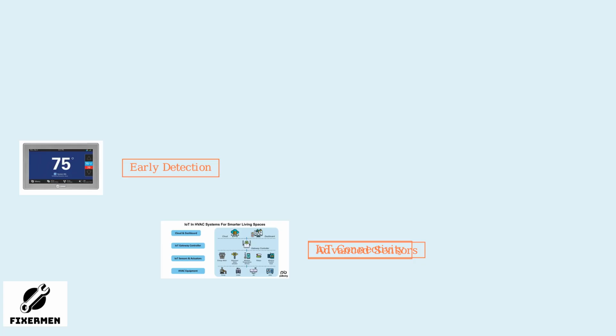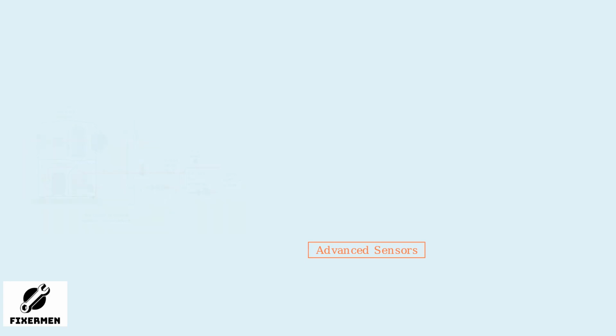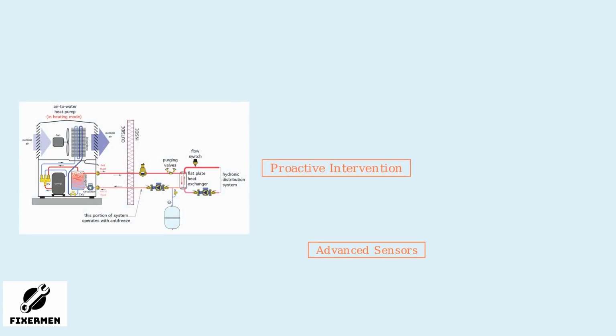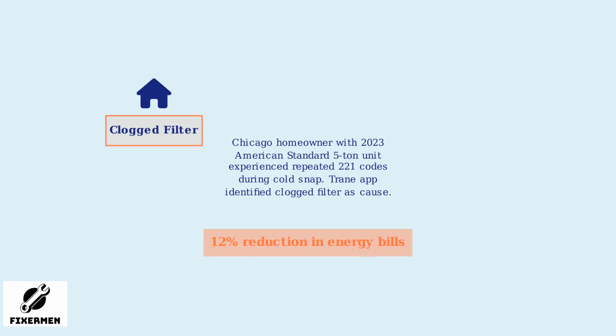When issues are detected, the system sends alerts directly to your smartphone through apps like the Trane Comfort app. This allows for proactive intervention, such as adjusting settings or scheduling maintenance, to maintain optimal system performance and prevent freezing. Let's examine real-world case studies of error code 221 solutions.